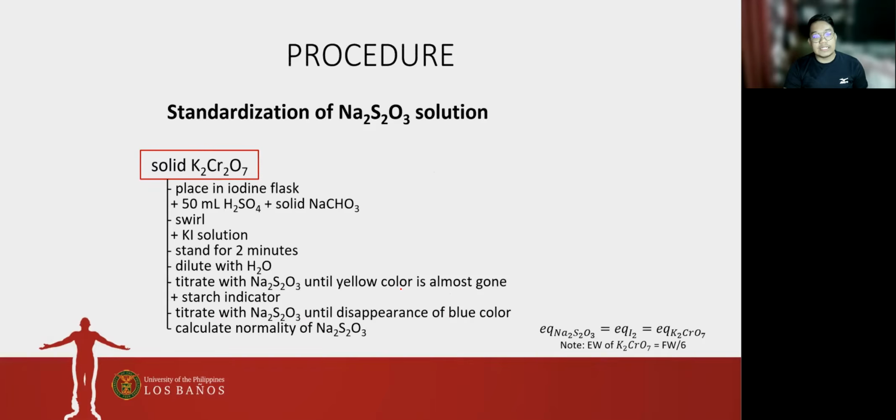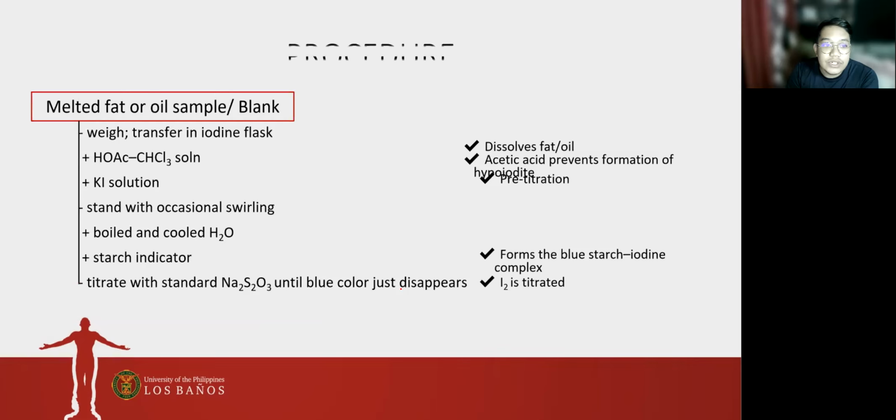So in here, for the standardization of thiosulfate, same lang ito with your procedure from the iodine number determination. Next is the procedure for your sample. So ipe-prepare natin yung sample na ilalagay sa iodine flask. And then we add the solvent to dissolve the fat or oil. So yung acetic acid natin is to prevent the formation of hypoiodide.